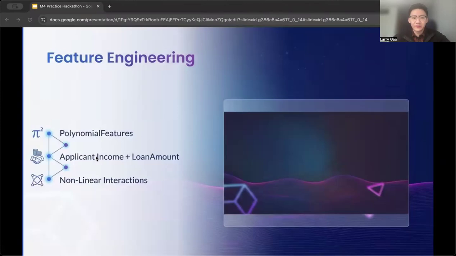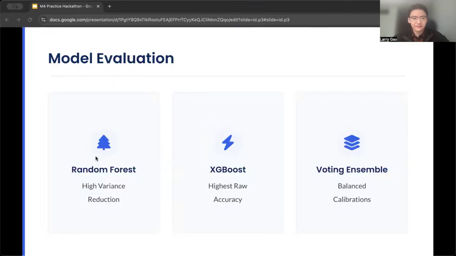So to improve the performance of our classifier, we first focused on feature engineering. We used polynomial features to combine numerical variables like applicant's income and the loan amount. This allows the model to discover deep, nonlinear interactions rather than just specific trends, which significantly improved prediction quality.